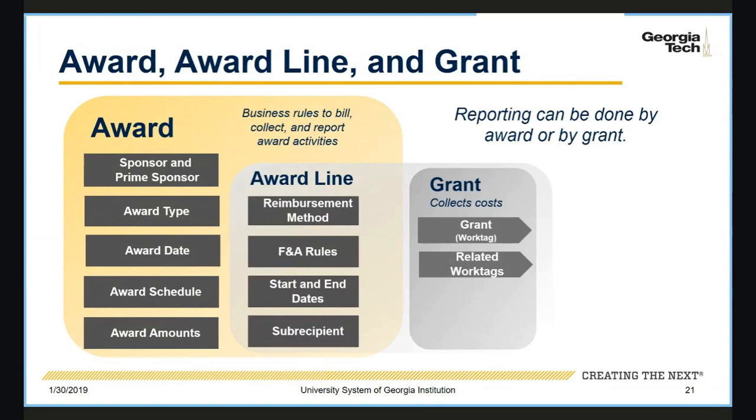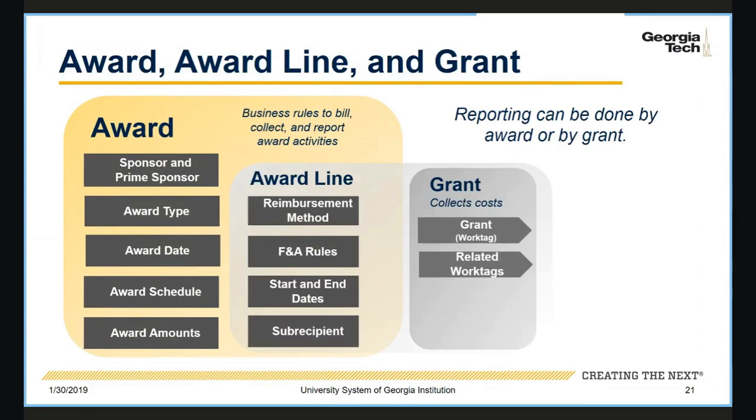The grant is the work tag that is used to capture costs. You may remember that a work tag is an attribute or label used in Workday to indicate the business purpose of a financial transaction. We can charge the grant. We cannot charge an award. We cannot charge an award line. Again, we charge the grant directly.